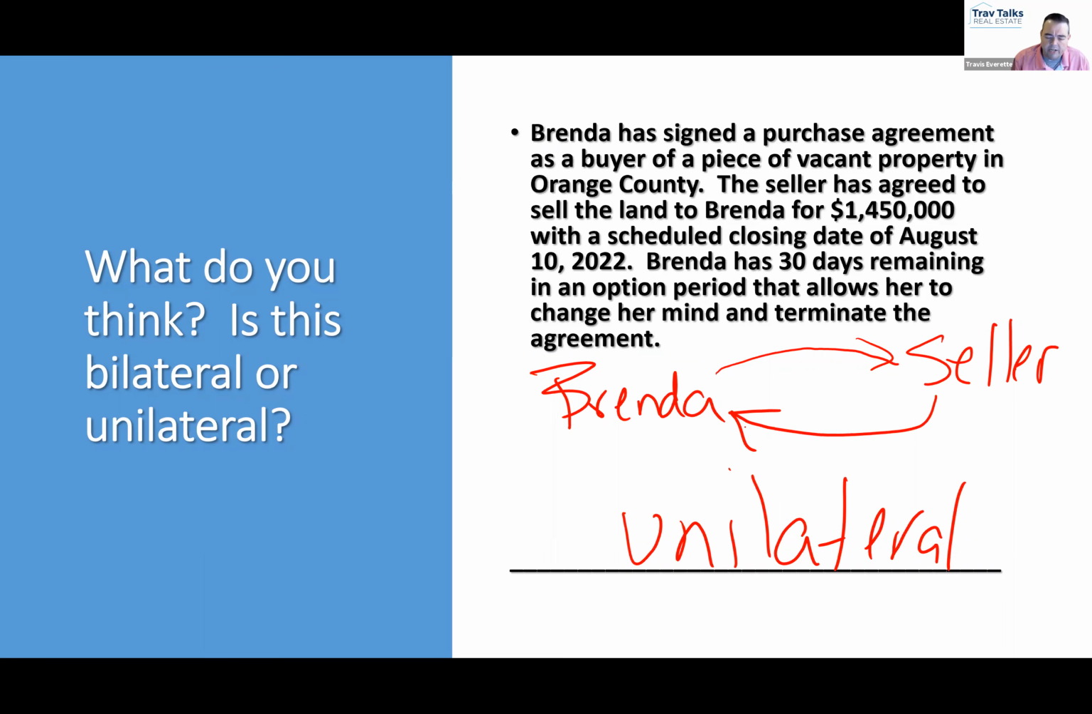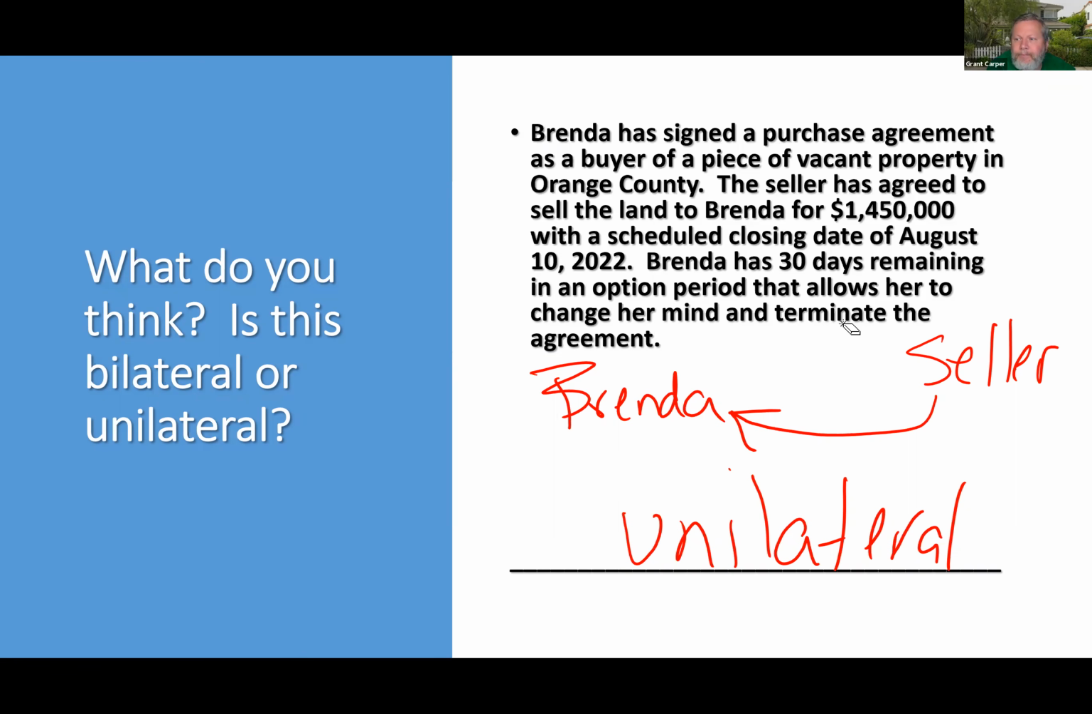Brenda has 30 days remaining in an option period that allows her to do what? Change her mind. Does that erase her promise right there, folks? Yes. Brenda hasn't promised to do anything because she has the right to change her mind. This is a one-sided promise. This is a unilateral contract. Does that make sense for everybody?